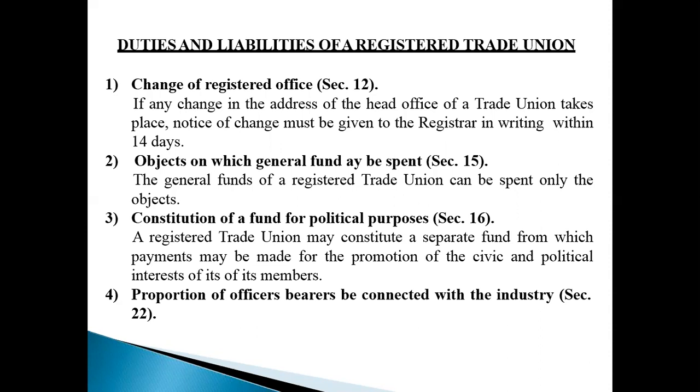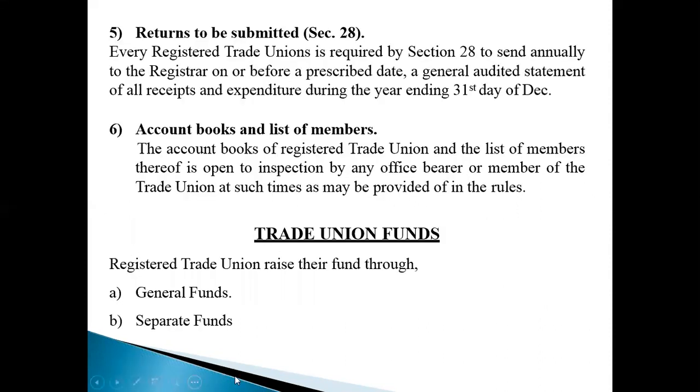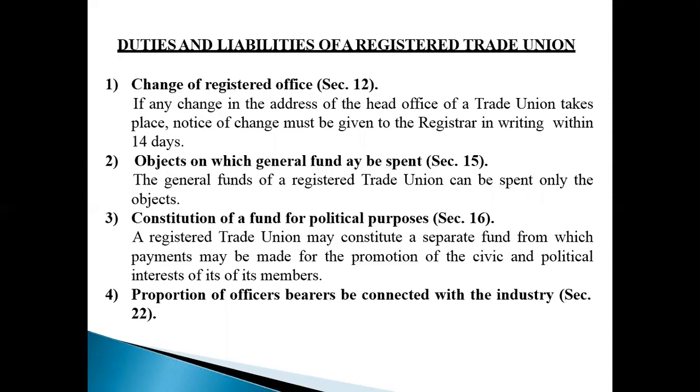Then proportion of office bearers to be connected with the industry under section 22, right? So here under section 22, the office bearers, meaning those who are connected with the industry, their particular details or numbers should be mentioned under section 22.